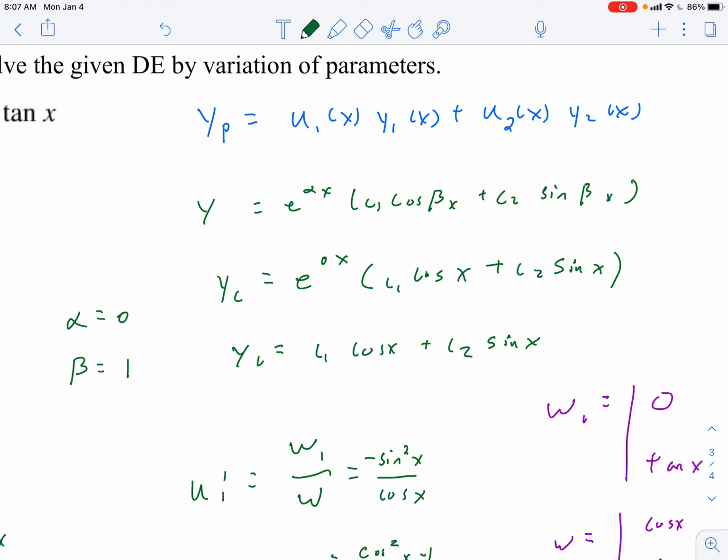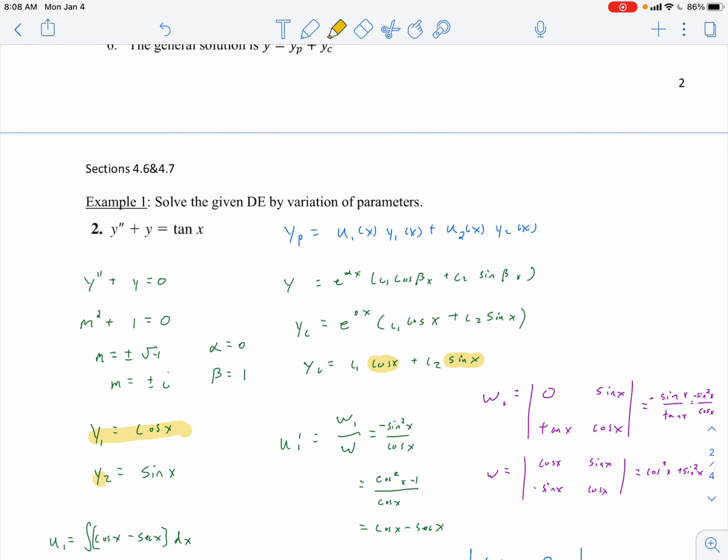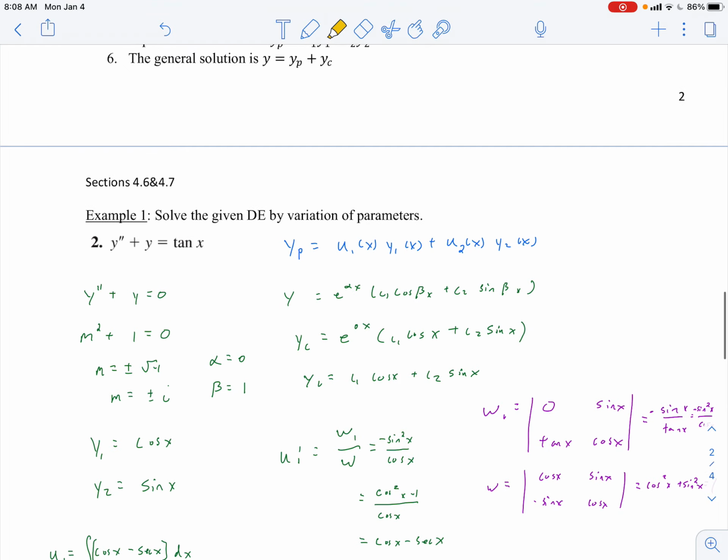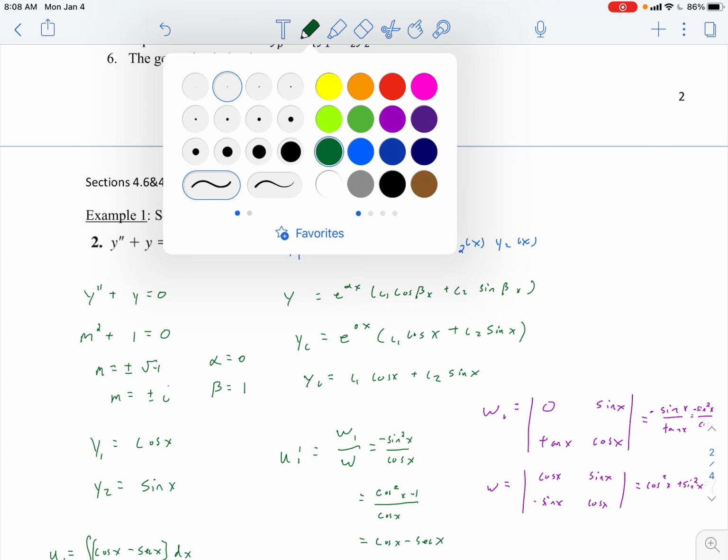Now we want to find our particular solution. From y sub c, you should be able to find your y sub 1 and your y sub 2. That's where y sub 1 and y sub 2 come from. So we have those written there. Now we want to use our Wronskian. We look at our function and see what it's set equal to. What I should have done is write this down, so I'm going to write it now.